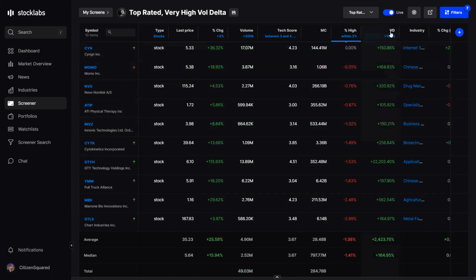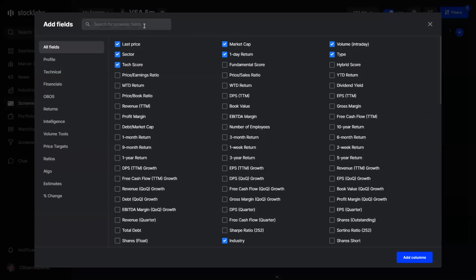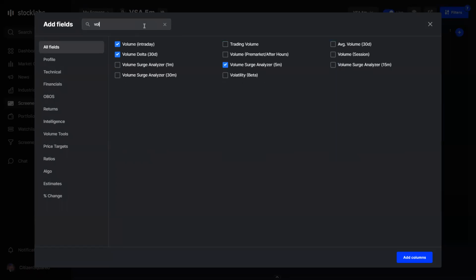Okay, so that's volume delta, percent change. We have another volume tool called VSA. So you see VD is here, but it's not being used as a filter, it's just here. And then VSA, in this case, is being used as a filter. So VSA exists for multiple time frames. Volume surge analyzer, there is 5 minute, 15 minute, 30 minute, and 1 minute, very, very fast.